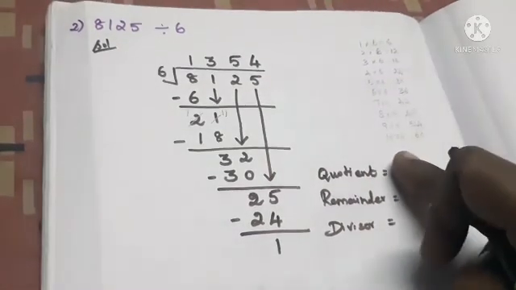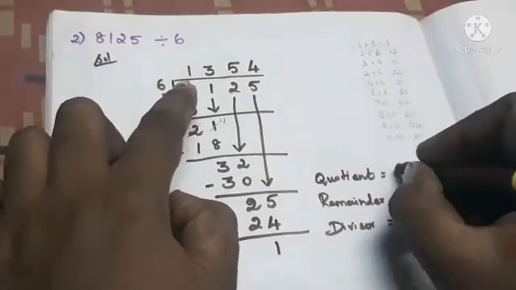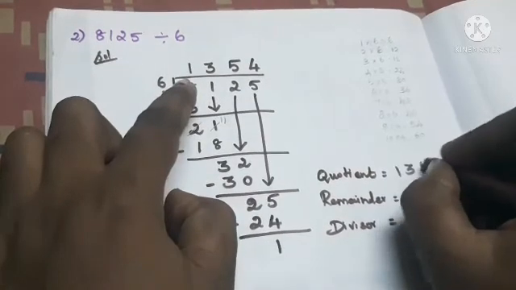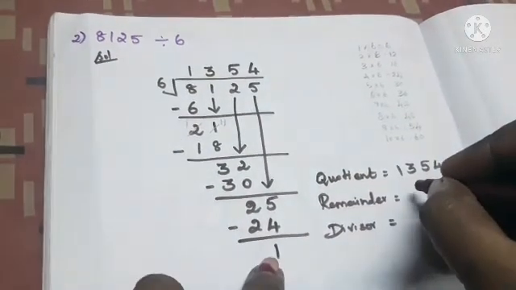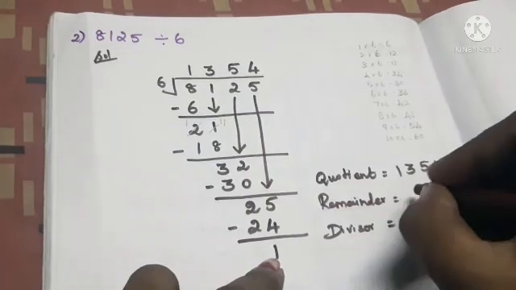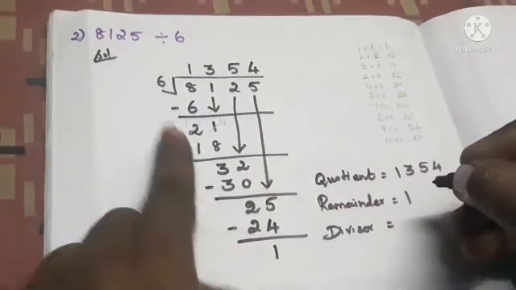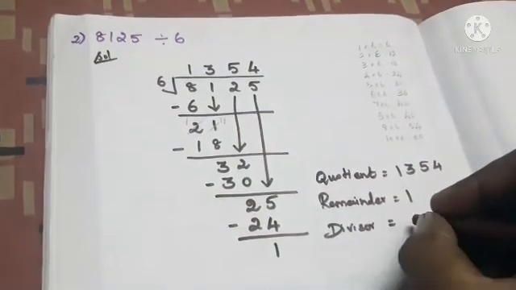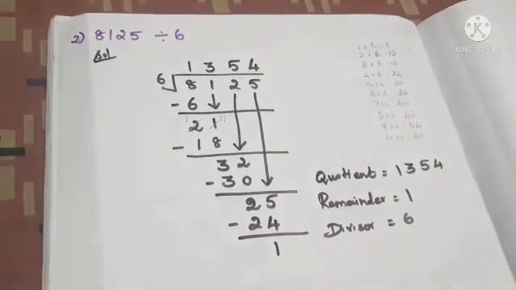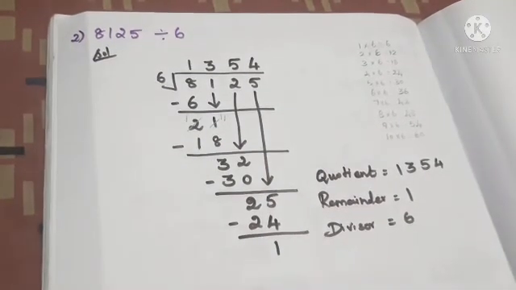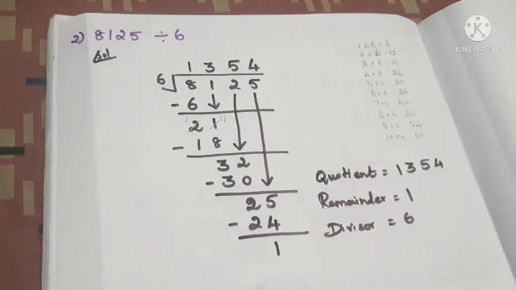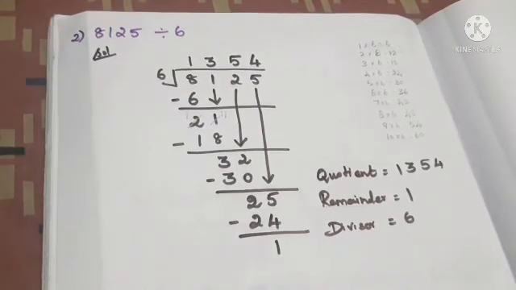What's the quotient value? Yes, 1354 is the quotient value. Then what's the remainder? Yes, 1 is the remainder. At the bottom we have the remainder. Then the divisor is 6. We can write the 6 here. Next we have to do the checking process again. Now the division process is over. Next we do the second step, that is the checking process.